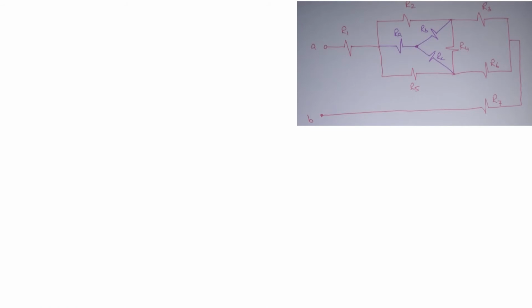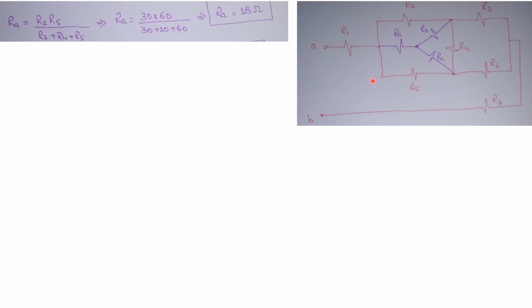So now from the figure you will see that RA is basically in between R5 and R2. So RA is equal to R2 into R5 divided by the total resistance of that delta, or pi network, because it looks like a pi network. When we substitute the values, we get RA equal to 18 ohms.